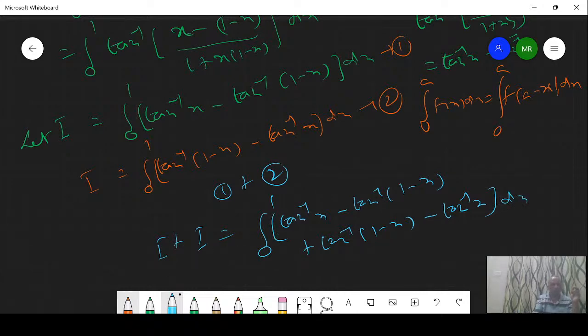Correct. Now you can observe this one. I can eliminate this. Everything will be 0. 2y is equal to 0. Then I is equal to 0. The result is 0. I is equal to 0.